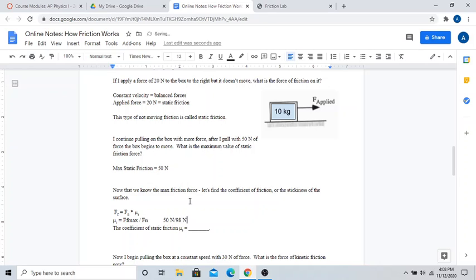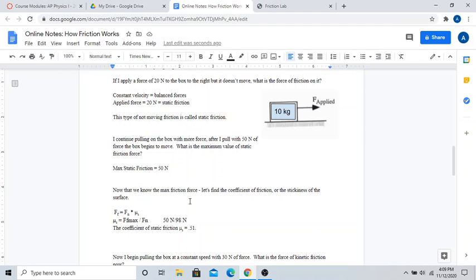So in fact, the coefficient of static friction is going to be 50 divided by 98, which is going to be slightly greater than 0.5. Give me 1 second, I'll tell you exactly what it is right now. Okay, so we get 0.51. Now that is a measurement of the stickiness. That number gives you an idea of how sticky the floor is.